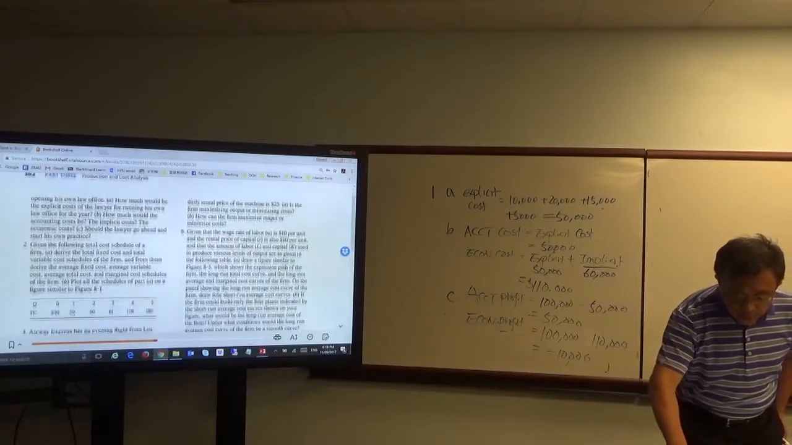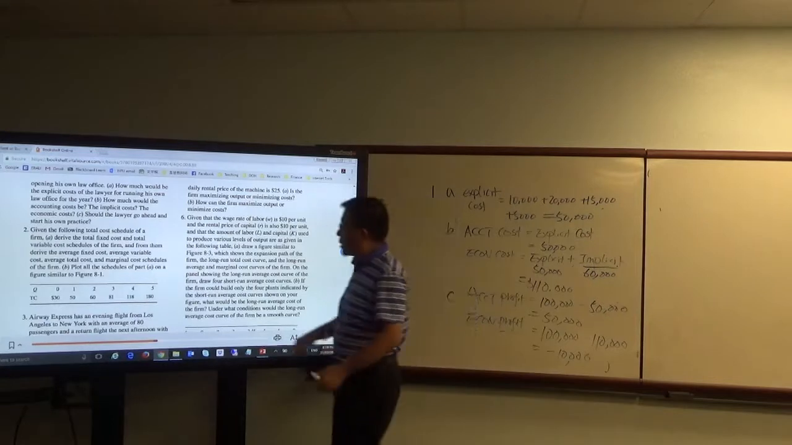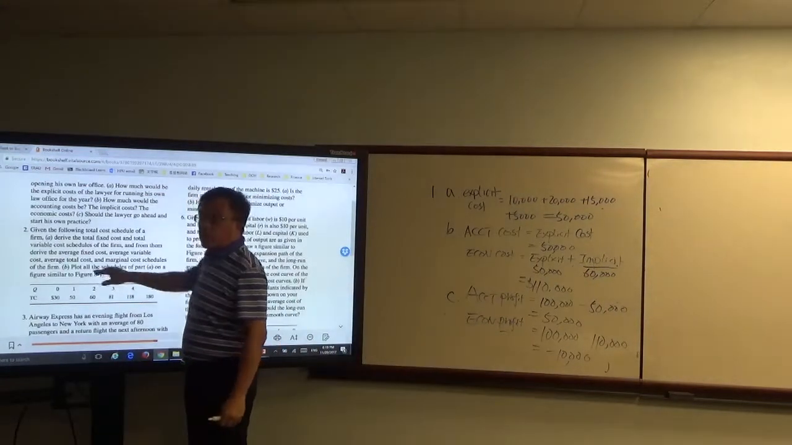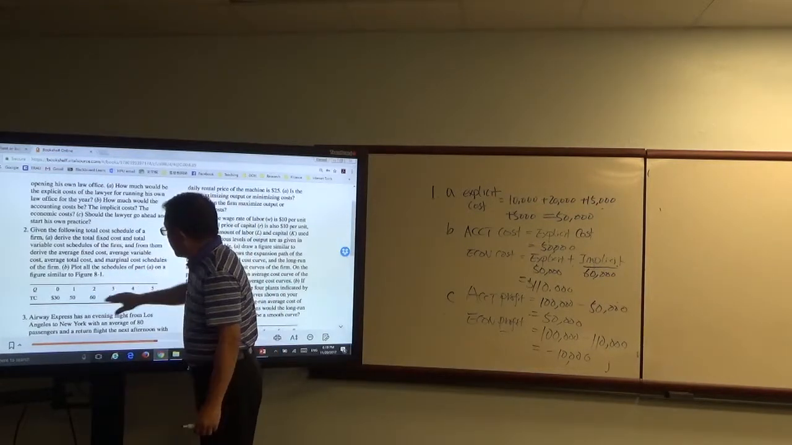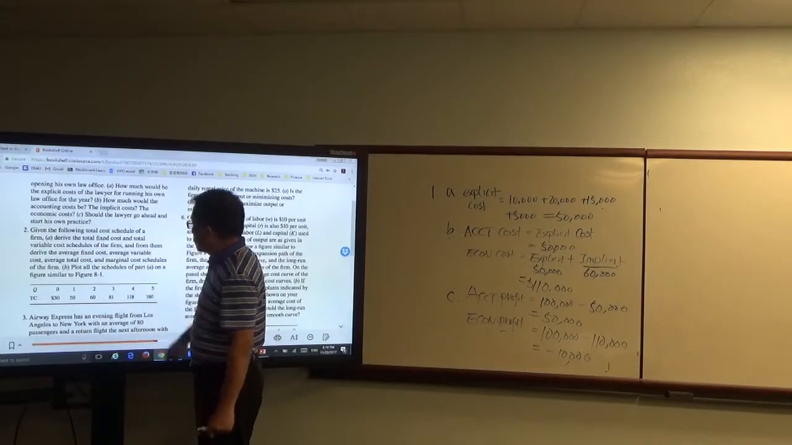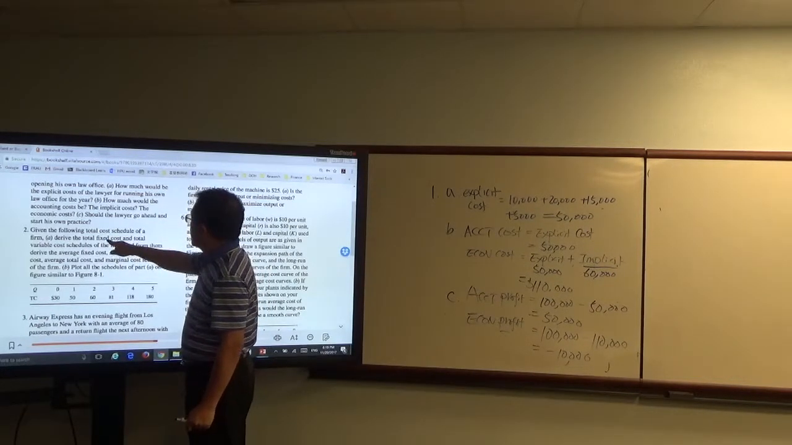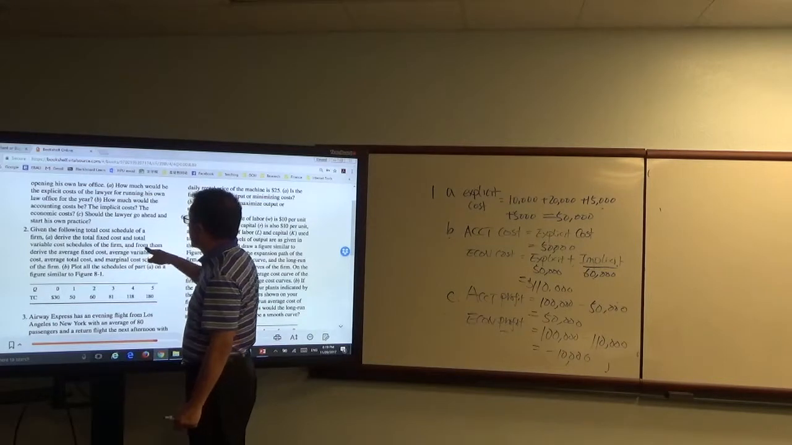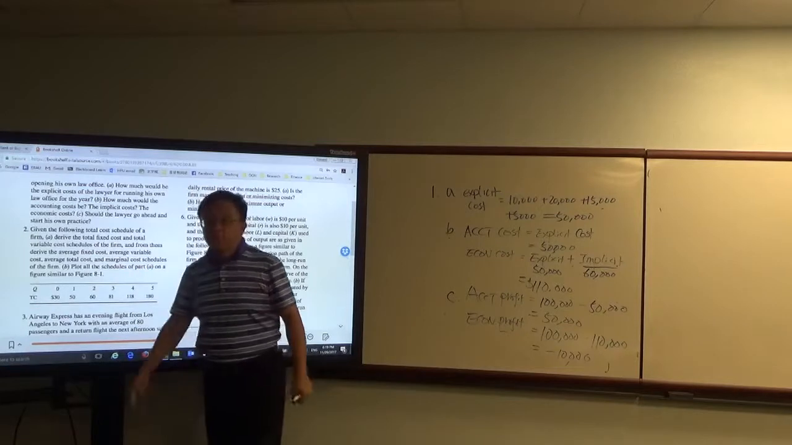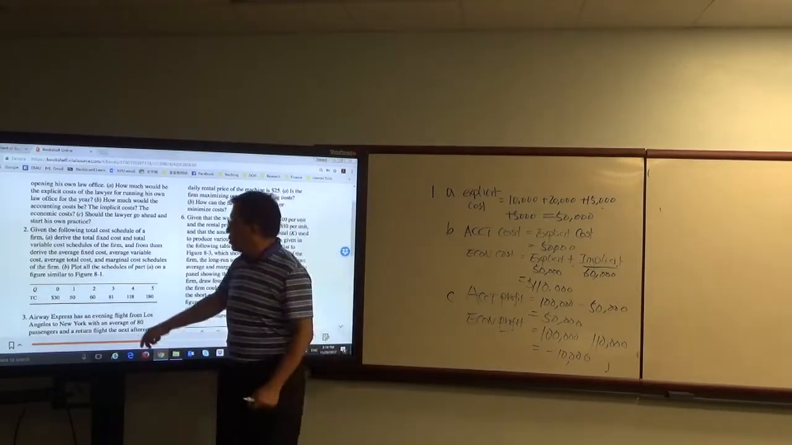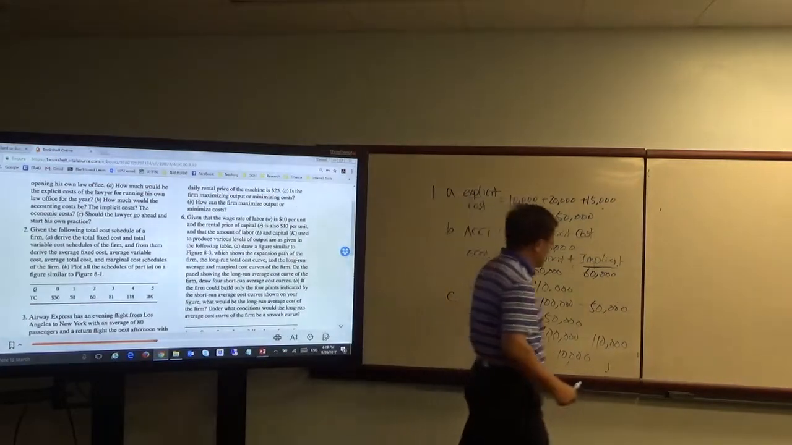For question 2, you don't have to plot all the schedules. It takes time to draw those curves. But given those numbers, you're asked to calculate the total fixed cost, total variable cost, average fixed cost, average variable cost, average total cost, and marginal cost. So don't do B? No need to do B. B is basically plot all the curves.